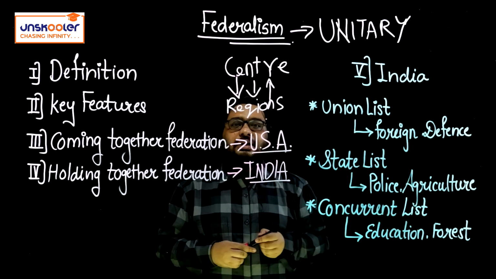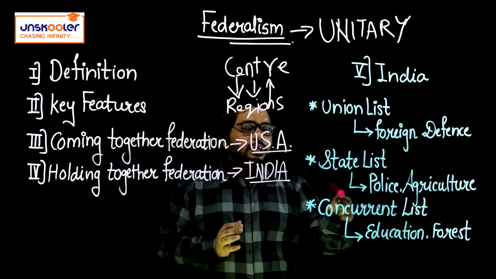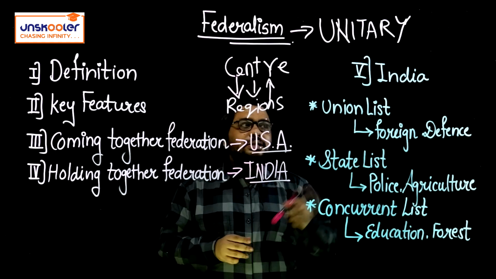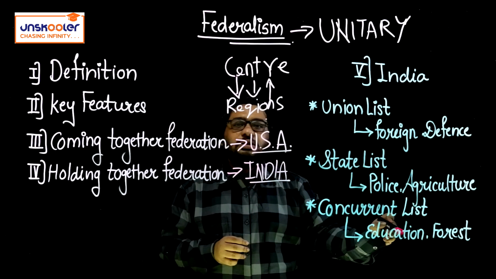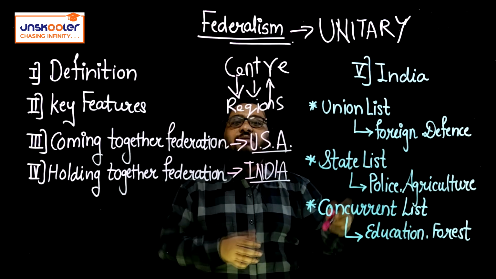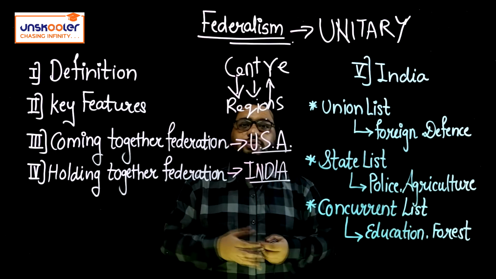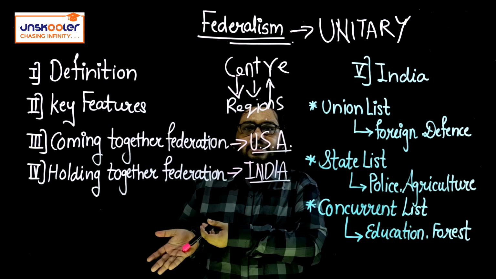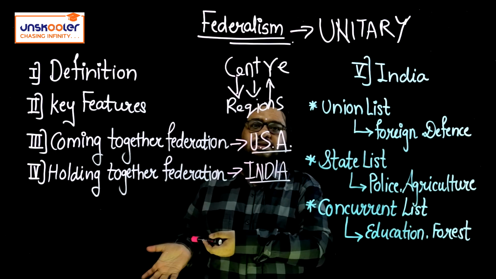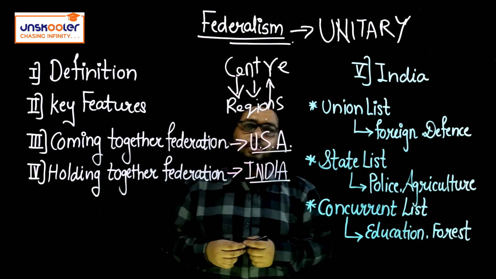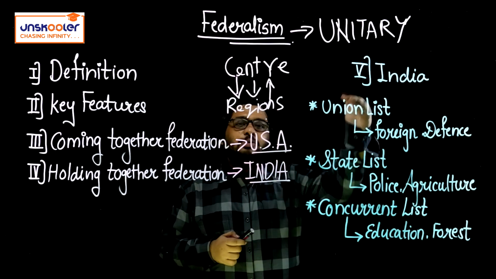Next, we come to the concurrent list. Now, this is very unique when it comes to India, that we have a third list. The third list is a responsibility of both. So, you have education, you have forestry. You will have a minister of forest for both. You'll have a minister of education for both. You have an HRD minister, who looks after education at the central government. You have a minister for the state, let's say for the state of Maharashtra also. Now, in this case, as you can imagine, there's bound to be conflict.